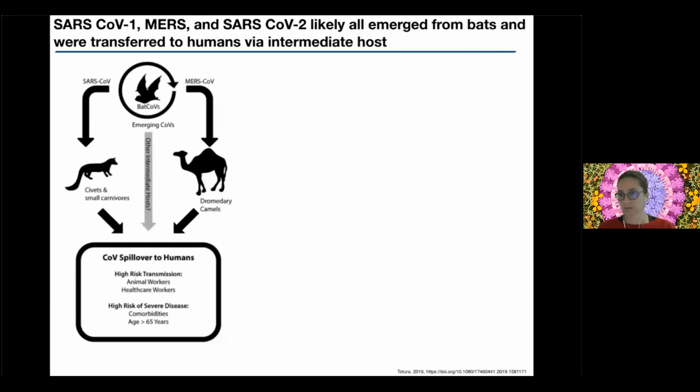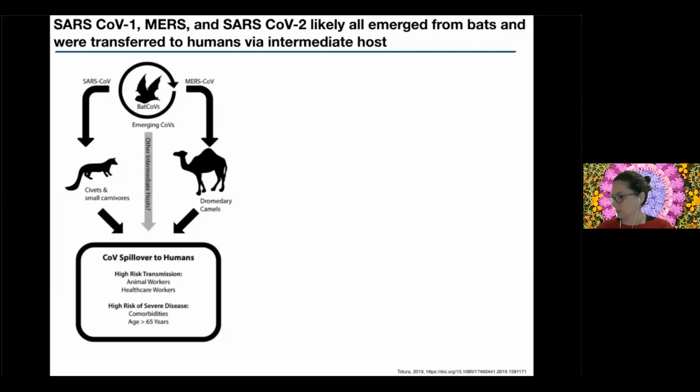SARS coronavirus and MERS coronavirus, as I mentioned, probably came from bats, but it's thought that rather than directly jumping into humans from bats, they entered into the human population first through 1 or more intermediate animal hosts. For SARS, the intermediate animal host, or at least the main one, is thought to be civet cats. And for MERS coronavirus, the intermediate host is probably dromedary camels.